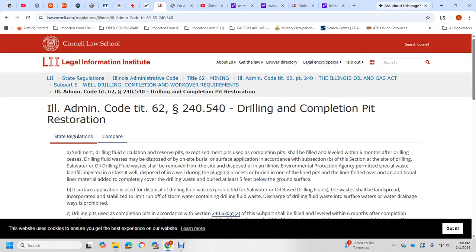Drilling and completion pit restoration. Sediment and drilling fluid circulation reservoir pits, except the sediment pit for the completion pit, shall be filled within 6 months after the drilling ceases. Drill fluid waste for disposal on-site with barrier and according to subsection B of the section on the site of the drilling, saltwater drilling oil and fluid waste should be removed to the site of disposal: an Illinois Environmental Protection Agency permitted special waste landfill, or injected into class 2 wells.